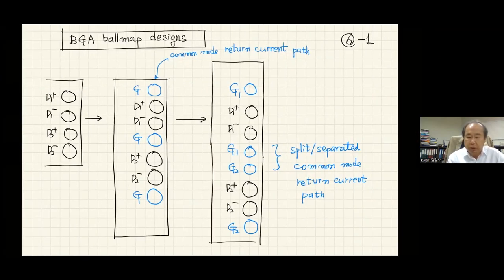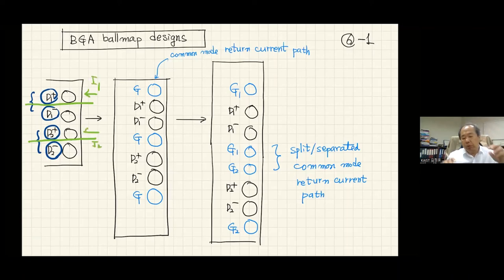This is another example. Let's assume we have differential signaling, data one plus and data one minus. And let's assume we have another differential signaling, data two plus, data two minus. This is one possible design. And we assume that we have a virtual ground plane between T1 plus and T1 minus. If they have a perfect virtual ground plane, the return current path I1 and the return current path I2 will be completely separated, because the return current will go through that virtual ground plane for each differential pair. So there will be no crosstalk between them.